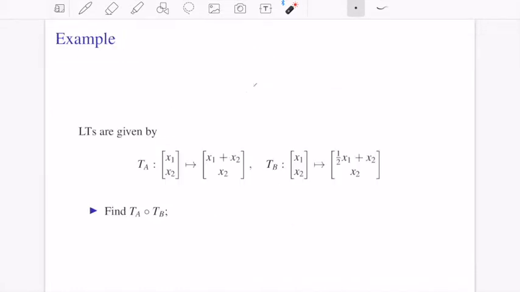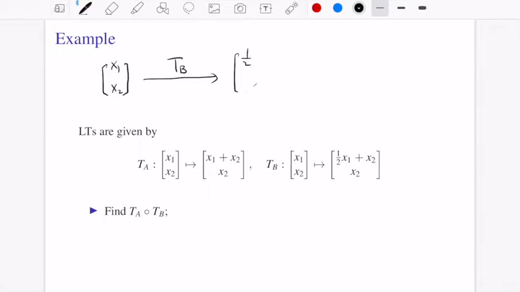In this slide, we're going to look at one example of composition. There are two linear transformations given, and we want to find TA composite TB. Suppose the original coordinate is this, then first we act TB, then it becomes 1/2 x1 plus x2, and x2.